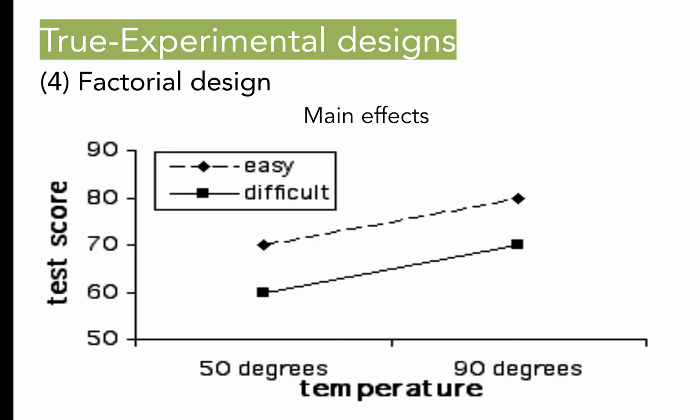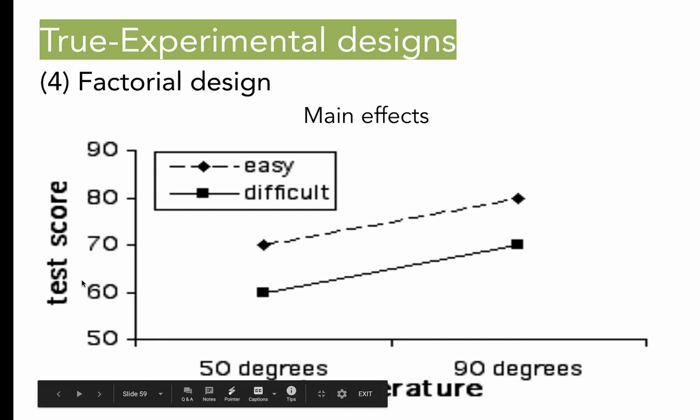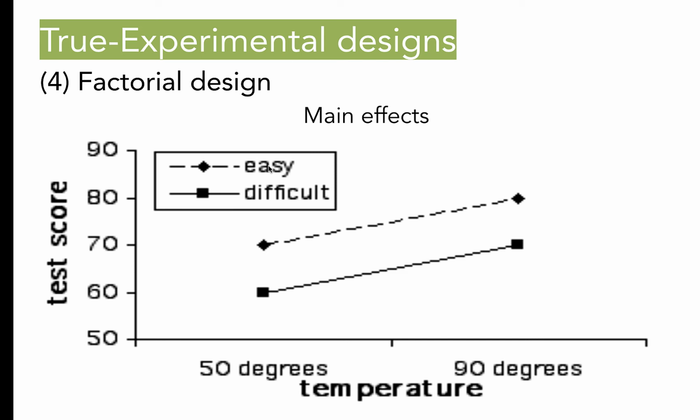This is an example of a main effect. A main effect would mean you look at the effect of temperature only, or you look at the effect of test difficulty only on test scores. So test scores are on the vertical axis, so the y-axis, and then you have cold rooms and hot rooms. The interrupted line is an easy test, the uninterrupted line is a difficult test. So what is the main effect of temperature in this graph?